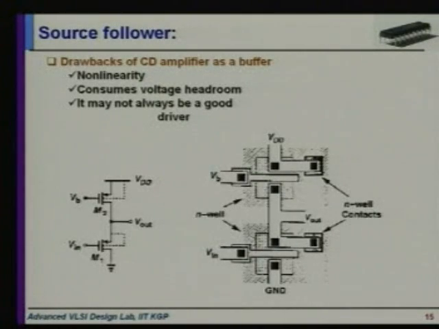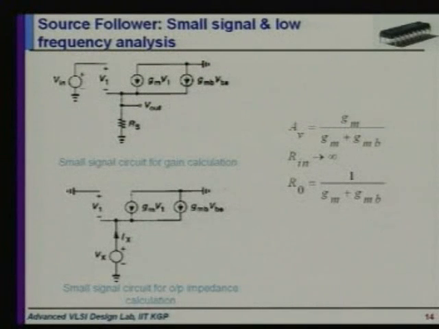Now what will be the drawbacks of that particular source follower? Main thing is the non-linearity. Why is this non-linearity coming? See here, what will be the equation of the gain and the R0? There is a term Gm, which again depends on the input voltage, and there will be a non-linear relationship between the input voltage and the Gm.